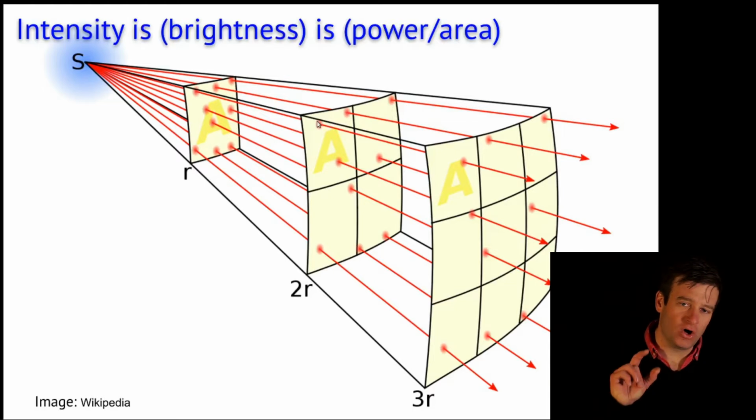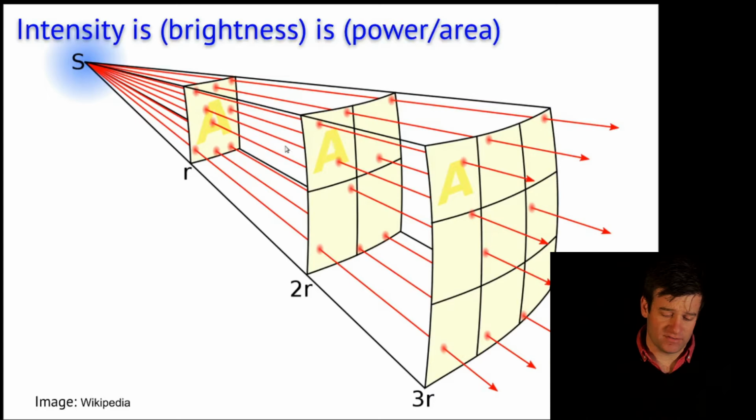But they're not all hitting in the same area. This area A is the same as this area A. It used to be hit by 9 photons. Now it's only hit by 3. So it's going to experience a dimmer light. Step back another unit of distance to 3r, and you can see we still have the same 9 photons, but now they're being spread out over an area that is 9 times larger.